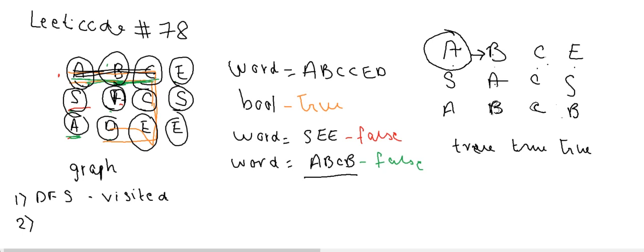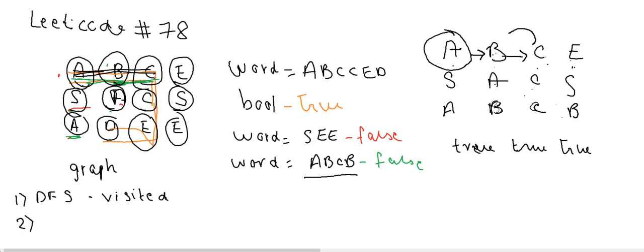So I go A, then I go to B, then I go to C, and then I see, okay, the neighbors of C are C, E, and B. B is already visited, and I don't see B as one of the neighbors of C. So this C will return false, okay?